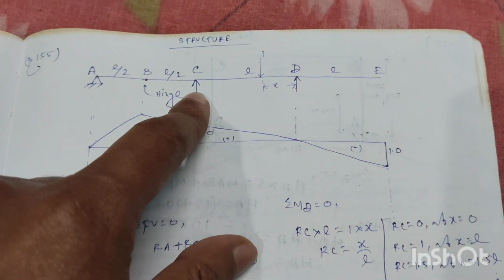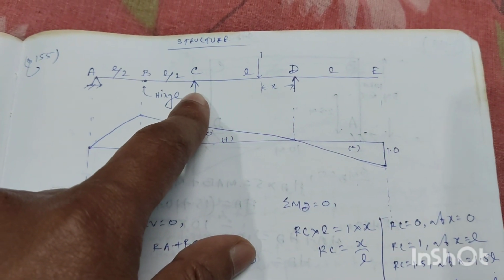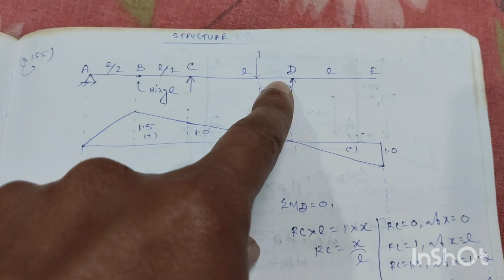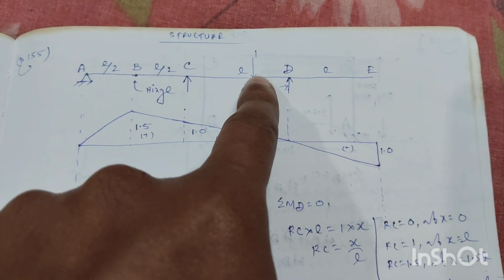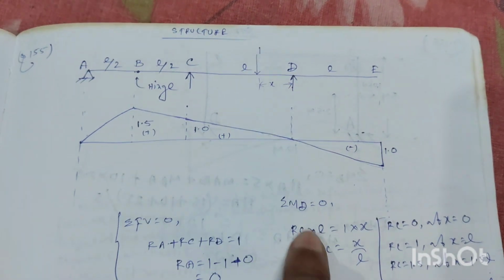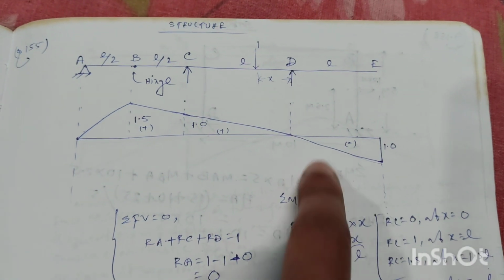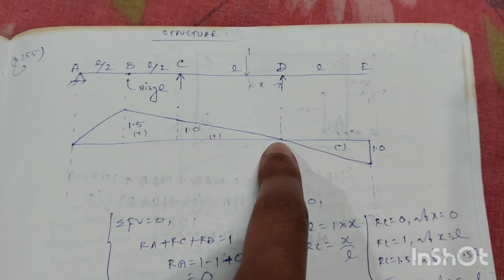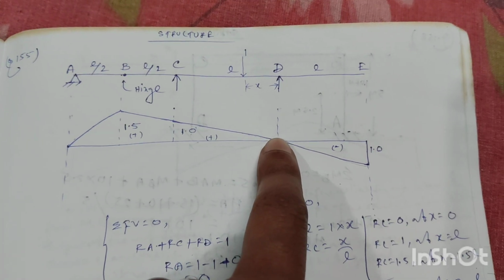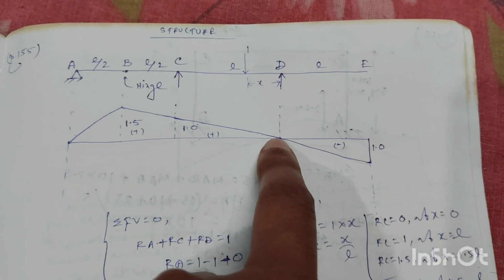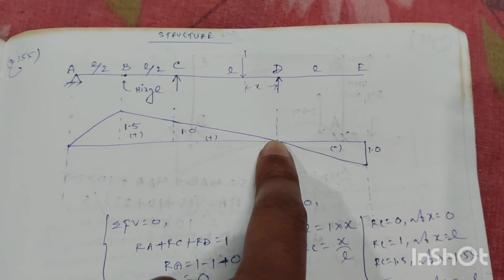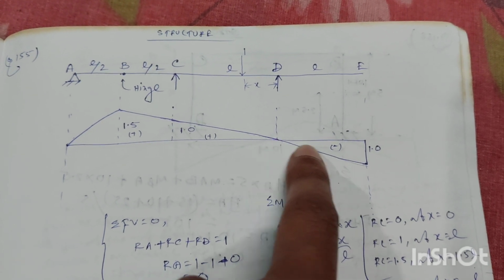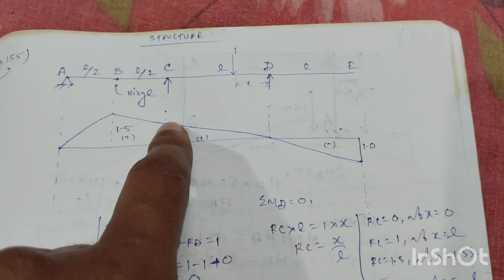Now RC is the reaction at support C, so RC into L equals unit load 1 into x, in the opposite direction, so RC will be equal to x by L. Now if we put x equal to 0, RC will be equal to 0. That means at this point D is equal to 0. When x is equal to L, the RC value will be equal to 1 unit. So RC value will be equal to 1 unit.